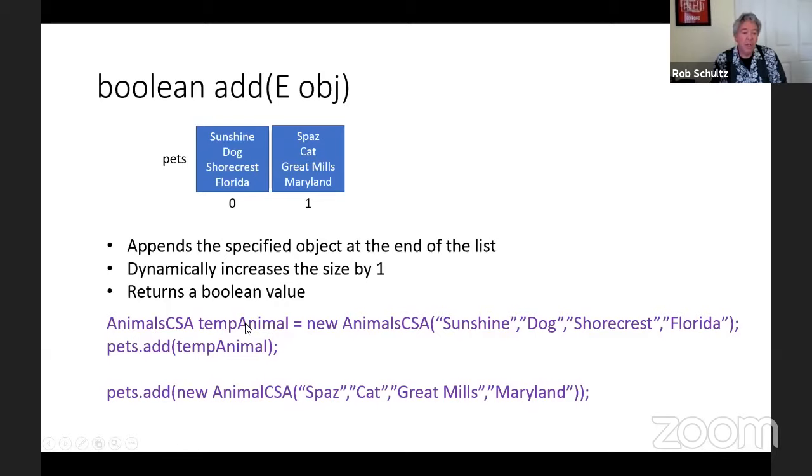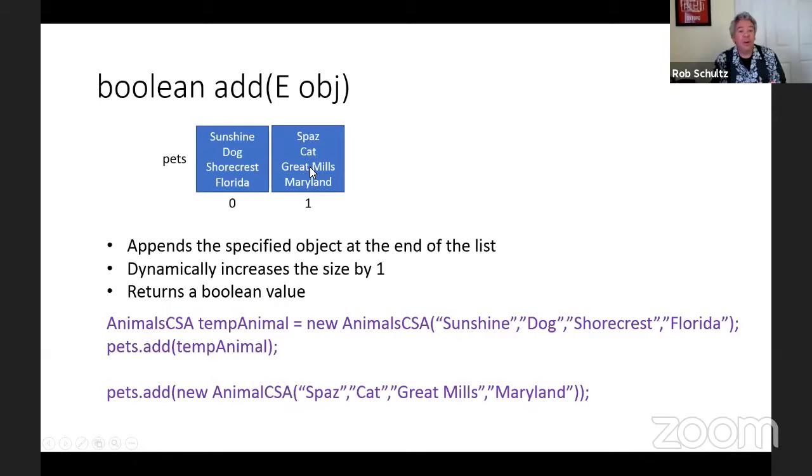The other option, if I want to avoid having to create a specific instance of that object that I'm going to save, would be to simply say pets.add(new animal CSA). And in this case, we'll do Spaz the cat, representing Great Mills in Maryland. Because I did Sunshine first, Sunshine was appended onto our empty list in position 0. And then we created an instance for Spaz the cat, and Spaz was appended onto the end of the list and now has position 1.